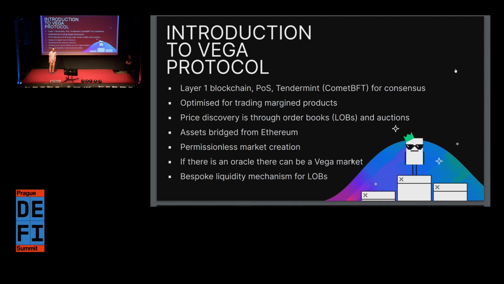Vega chain itself, even though it's layer 1, has got no native assets and all assets are bridged from Ethereum. So you can think of Vega as a side chain to Ethereum. Any community member can create markets by interacting with the network. And basically, if there is an oracle, there can be a market. And of course, markets are not very interesting if there is no liquidity on them. So there is a liquidity incentives mechanism for limit order books that is fairly bespoke to Vega Protocol.